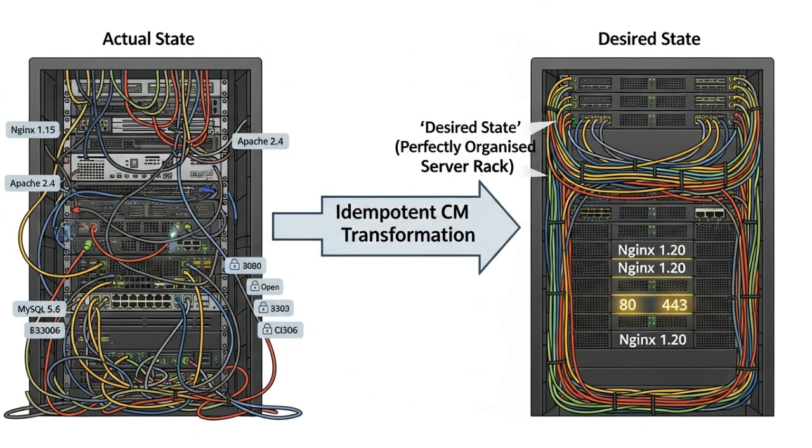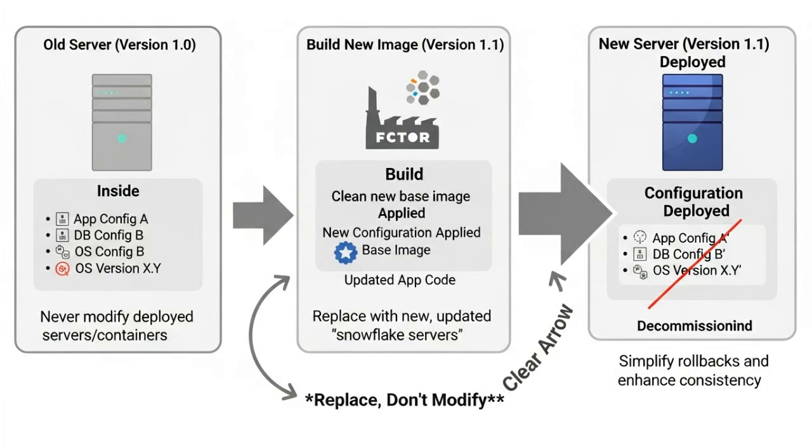Every instance is identical, reducing snowflake servers, unique, manually configured machines that are difficult to manage and troubleshoot. When an update is needed, you build a new image or container with the updated configuration, deploy it, and then decommission the old instance. This significantly simplifies rollbacks. If a new deployment causes issues, you simply revert to deploying the previous known good image. Technologies like Docker and Kubernetes are natural fits for implementing immutable infrastructure, making it a cornerstone of modern, stable systems.